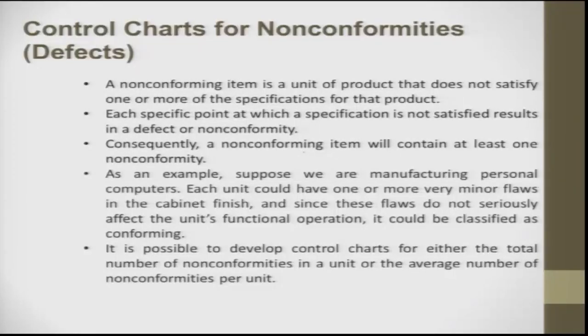The control chart for non-conformities, that is, defects. Non-conformities are defects. A non-conforming item is a unit of product that does not satisfy one or more of the specifications of the product.